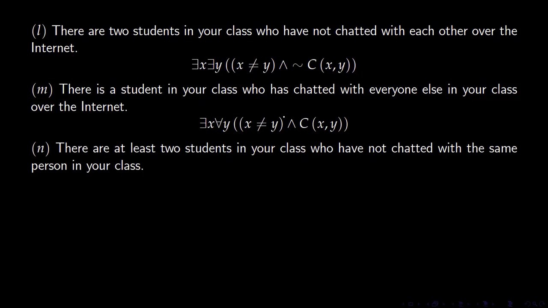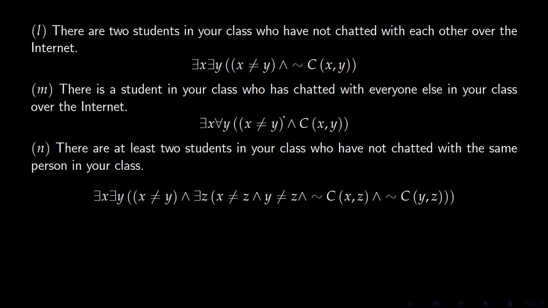Then, there are at least two students in your class who have not chatted with the same person in your class. So we have to ensure that there exist at least two students x and y who have not chatted with the same student in your class. So there exists x, there exists y such that x is not equal to y, and there exists z, another student, such that x is not equal to z and y is not equal to z, and not C(x,z) and not C(y,z). So neither x has chatted with z nor y has chatted with z.